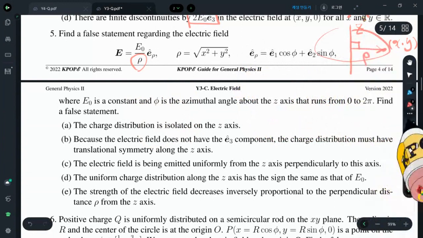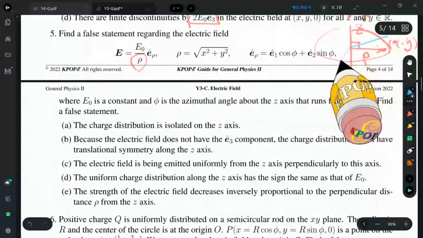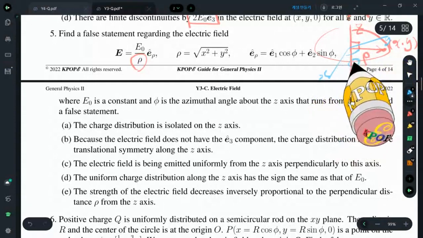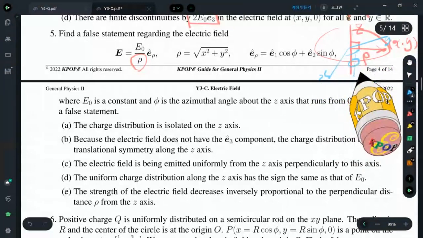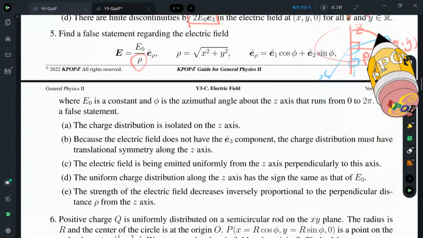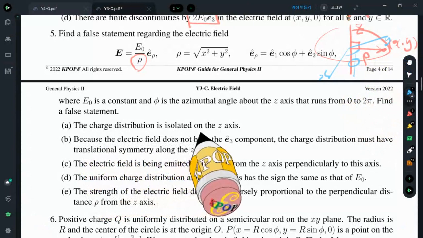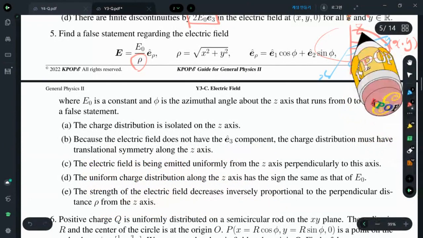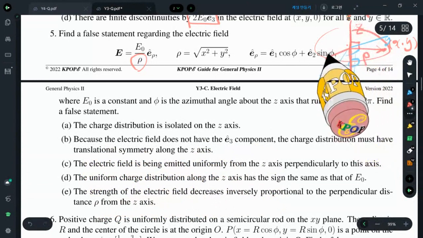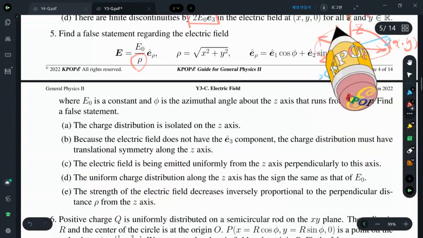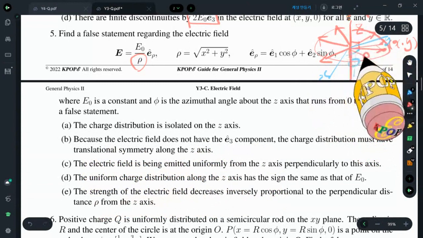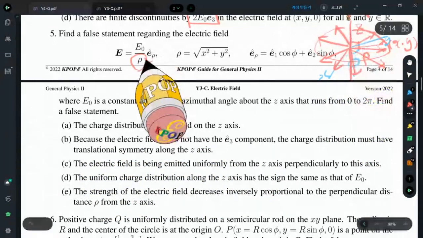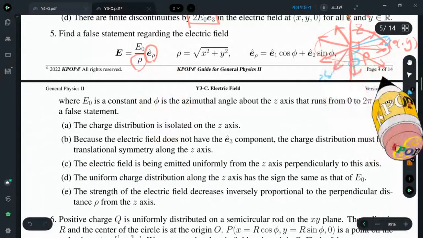So there should be somewhere we have an x-axis and y-axis, a z-axis, and this is the angle phi, the azimuthal angle. The charge distribution is isolated on the z-axis. Yes, only if it is the case the electric field is radiated from this, and it does not have any z component of the electric field. It is a radial direction on the plane.